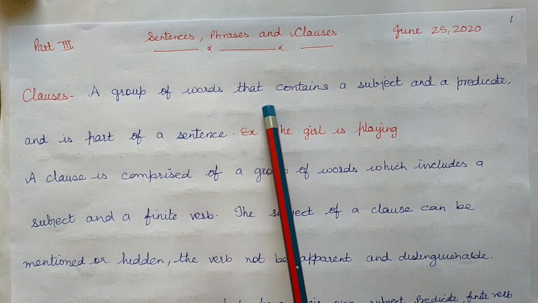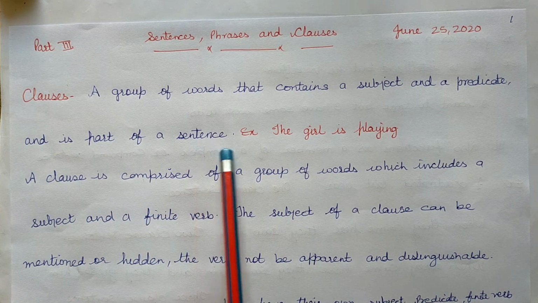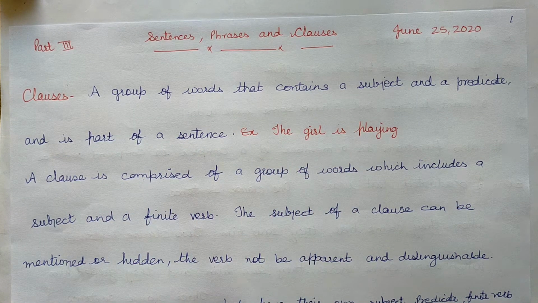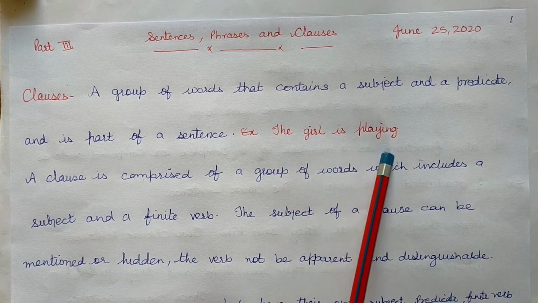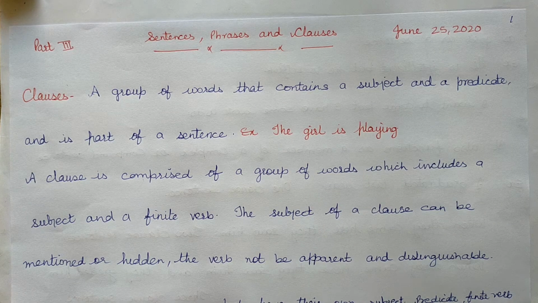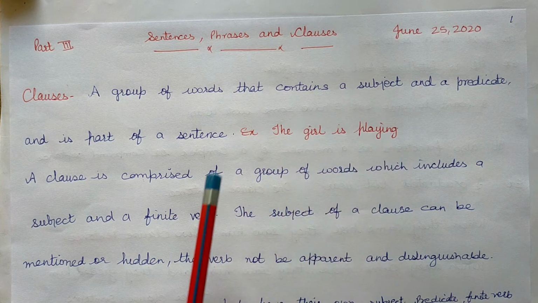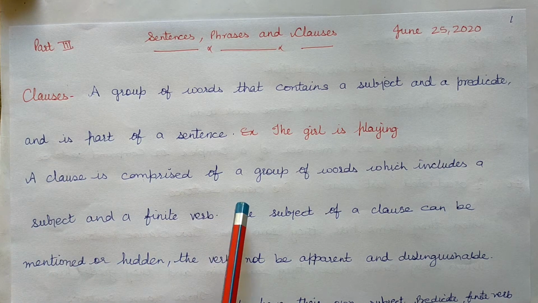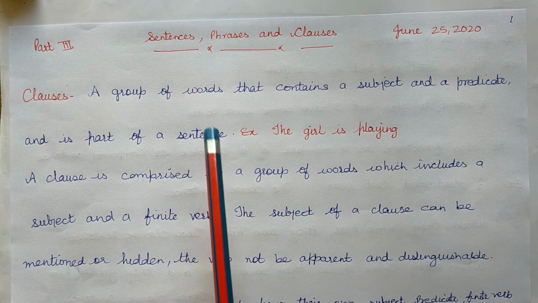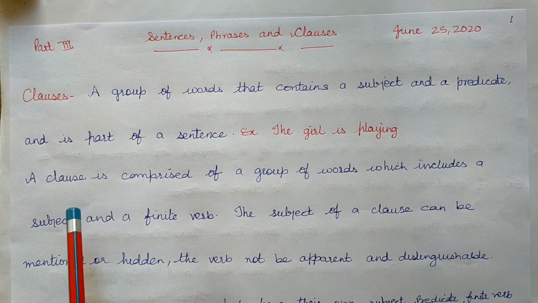A clause is a group of words that contains a subject and a predicate and is part of a sentence. Example: the girl is playing. Here, the girl is the subject and playing is the verb. So, the part "girl is playing" is a clause because it has both subject and predicate. One of the easiest ways to distinguish between a phrase and a clause is to understand the definition of a clause.